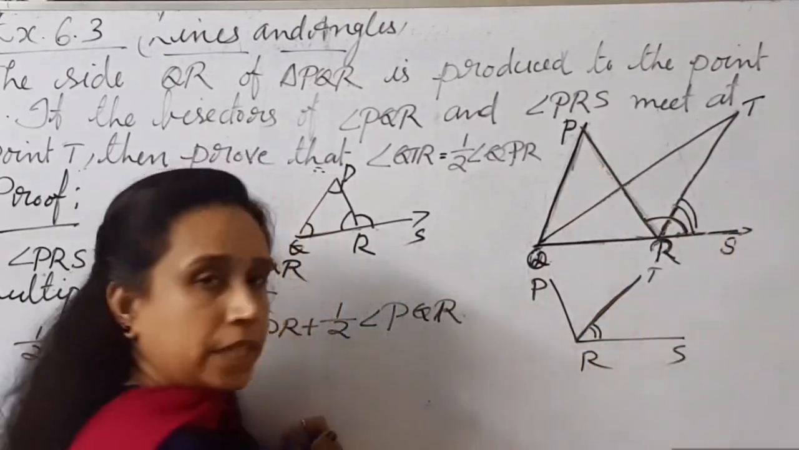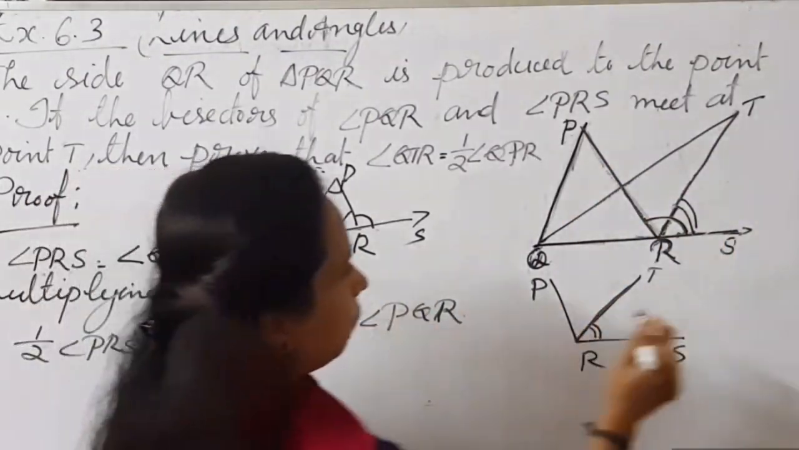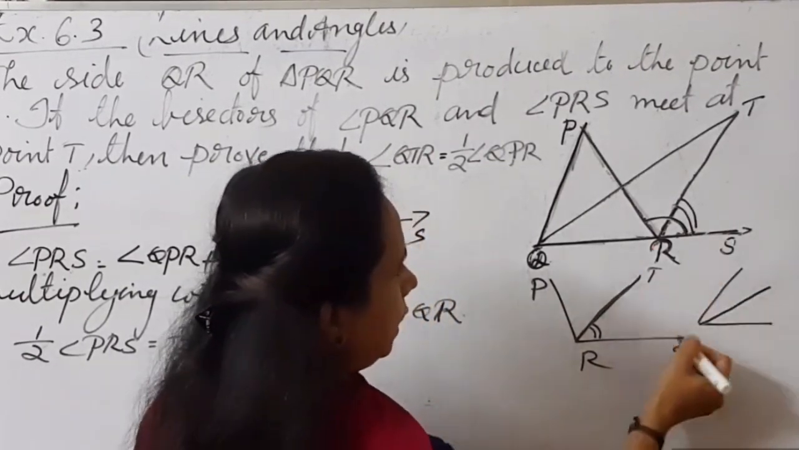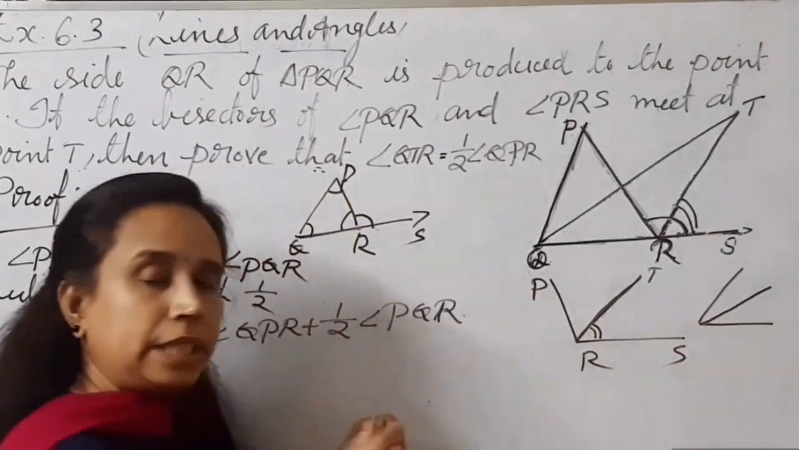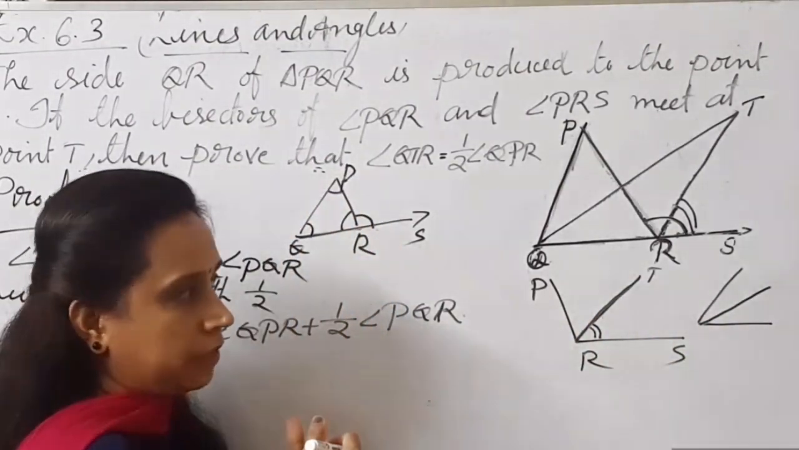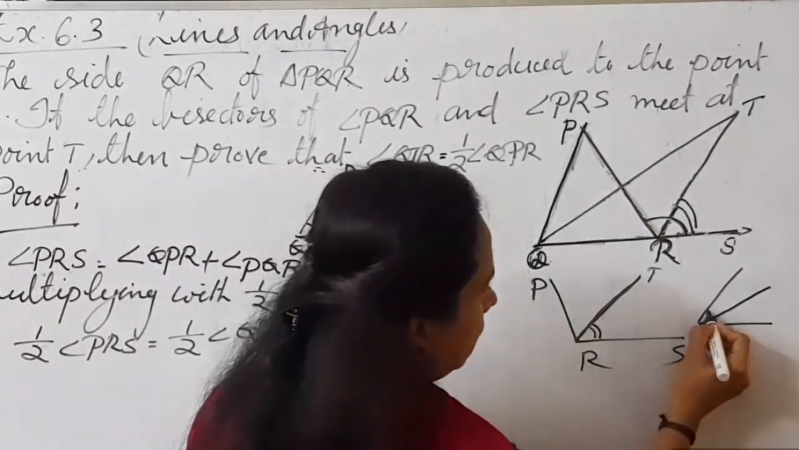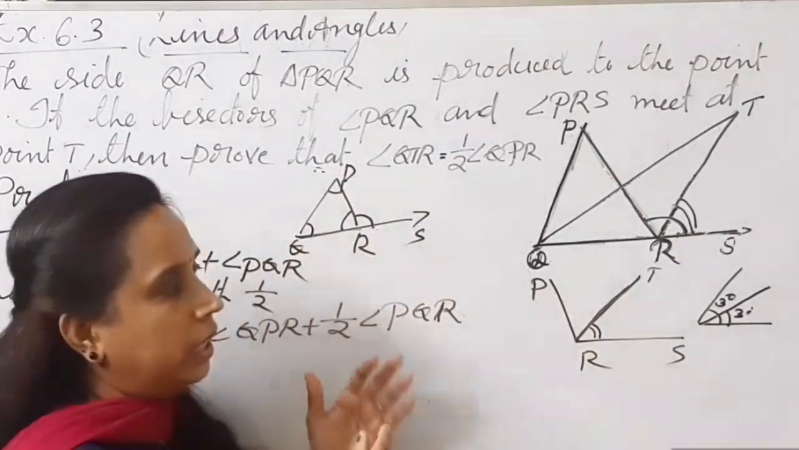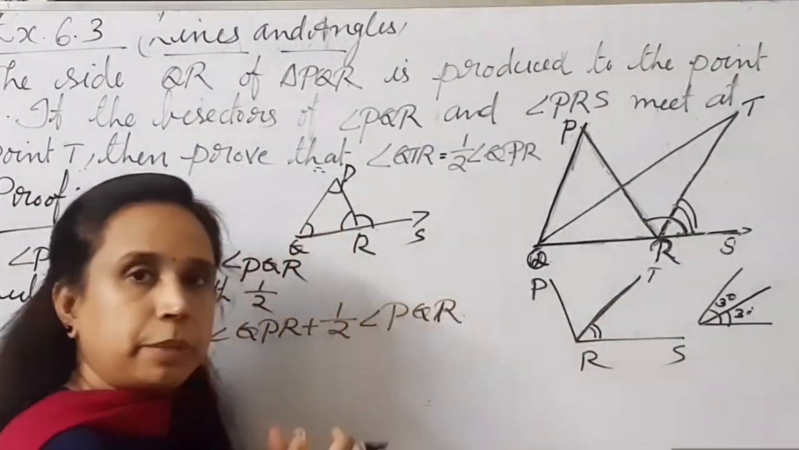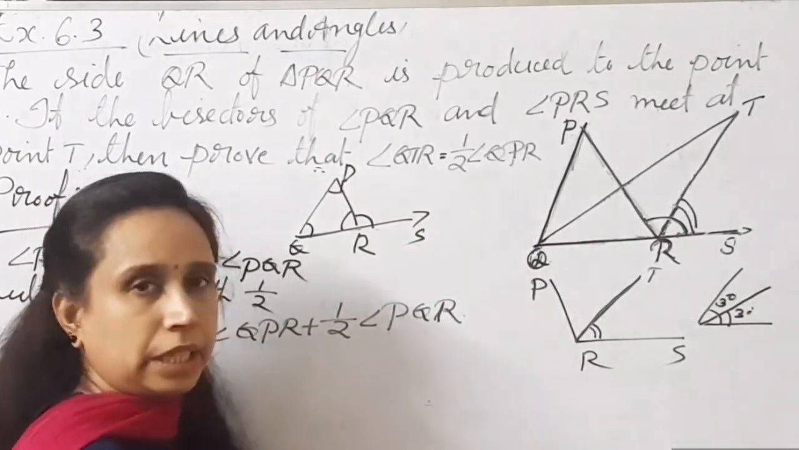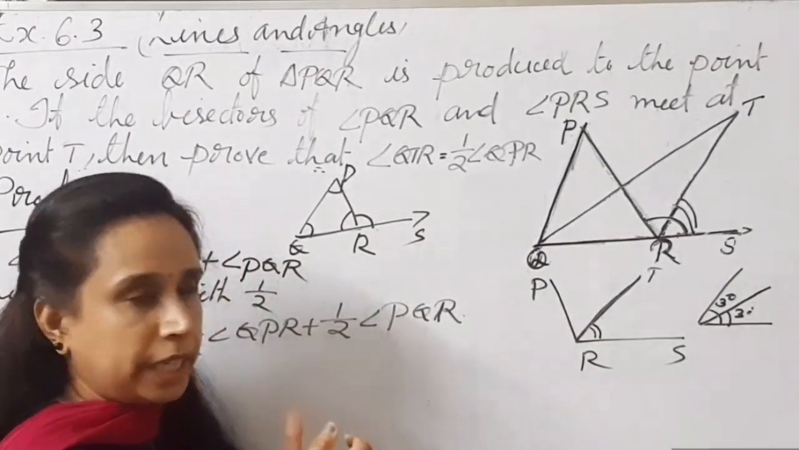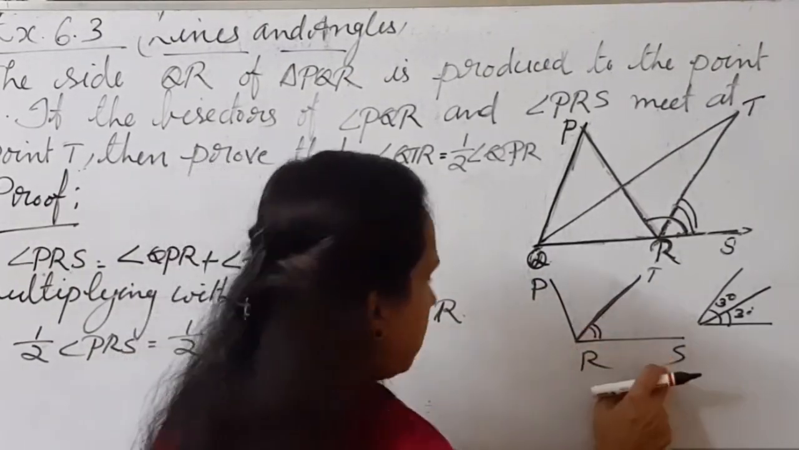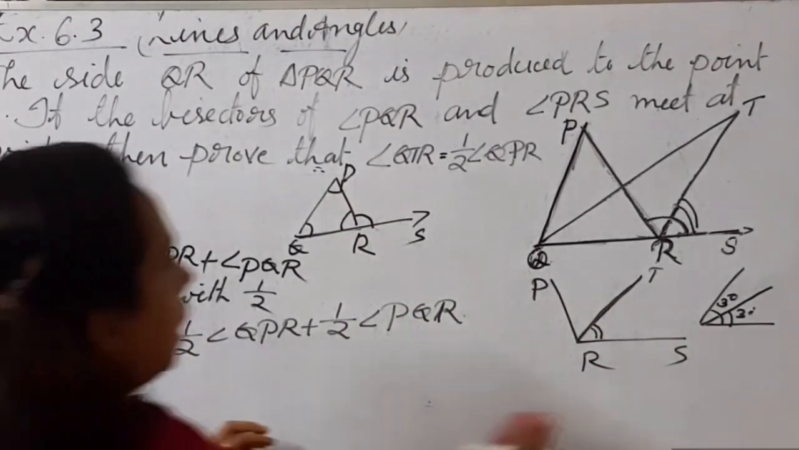Bisector means that if an angle is given and one bisector is drawn, then the angle is divided into two equal angles. If this is 60 degrees, then each part will be 30. The two angles are 30 and 30 degrees. So that is the meaning of bisecting an angle. So instead of half of angle PRS, we can take it as TRS.